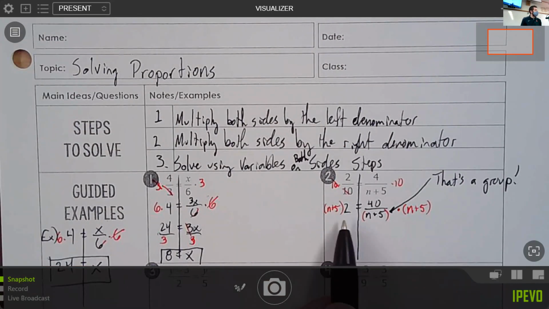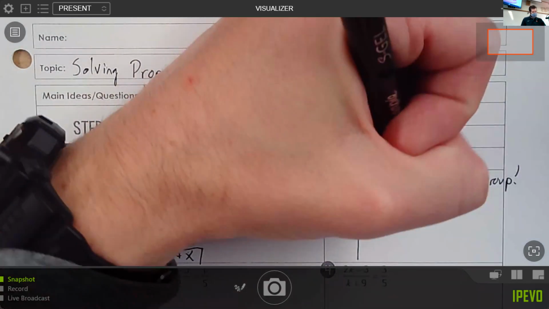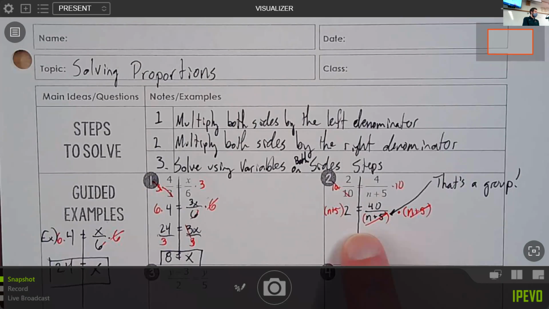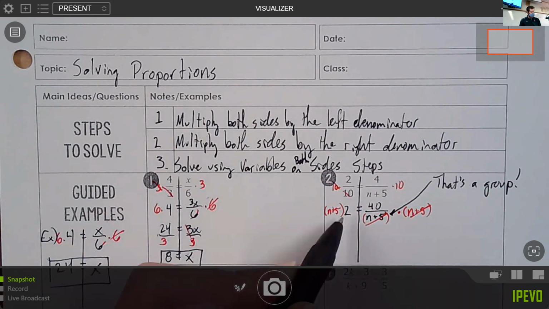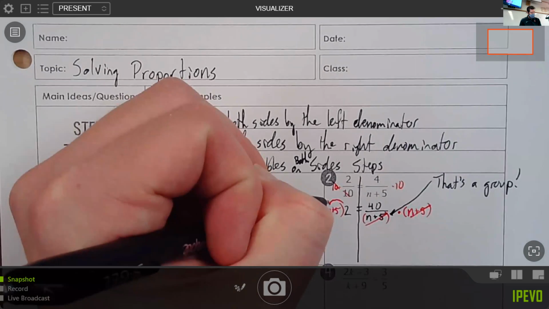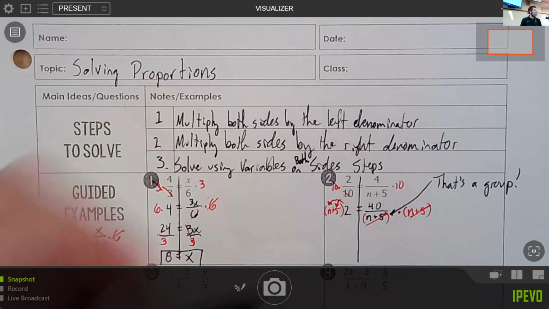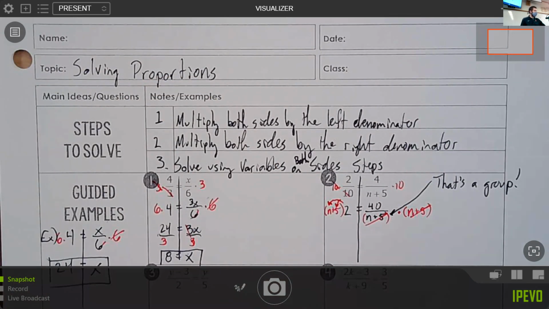that means I have to distribute. Everybody see that? N plus 5 times 2, that means the distributive property has to happen here. Now we can do the distributive property. I'm going to cancel out the n plus 5s over here because those just cross each other out, just like any other fraction would with a numerator and a denominator. And then we're going to use the distributive property. We're going to distribute this 2 to the n and to the 5, because we have a group multiplied by a number, which means we have to distribute.